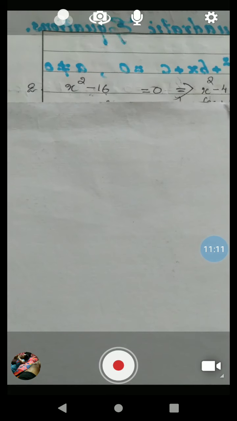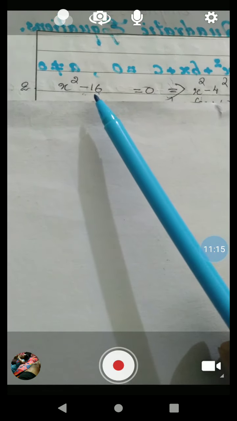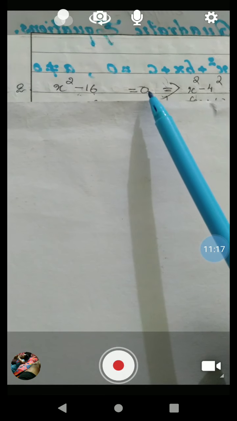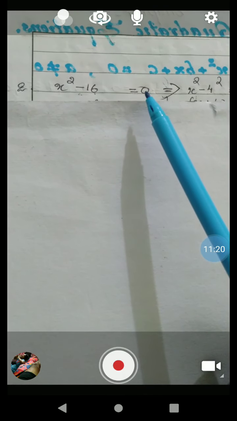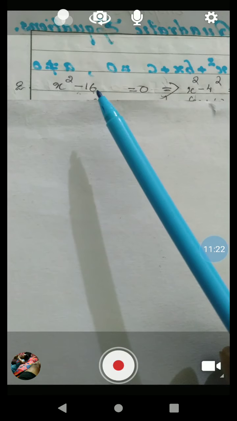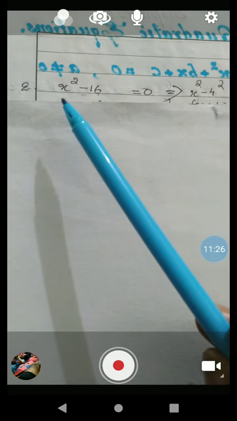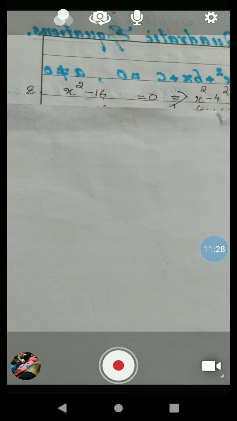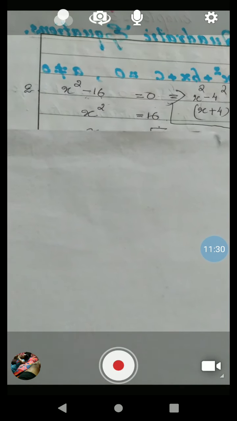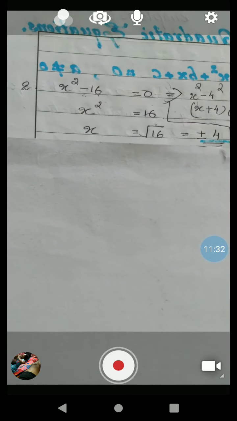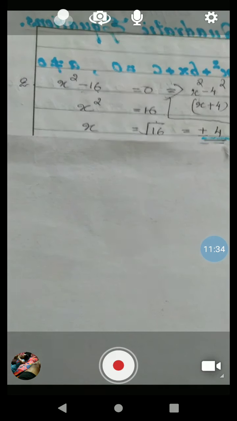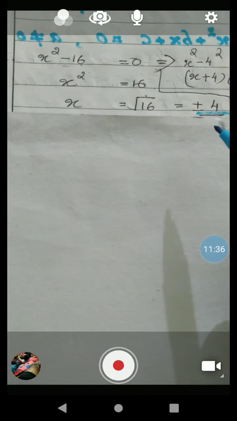Another question. Solve. x square minus 16 is equal to 0. Here in this question, either you can transpose 16 to the other side. We will get x square is equal to 16. So, the values of x are root of 16, that is plus or minus 4. Plus 4 and minus 4.